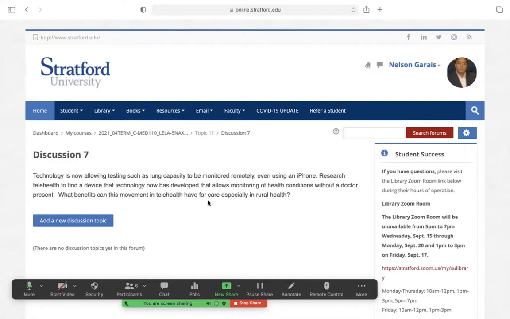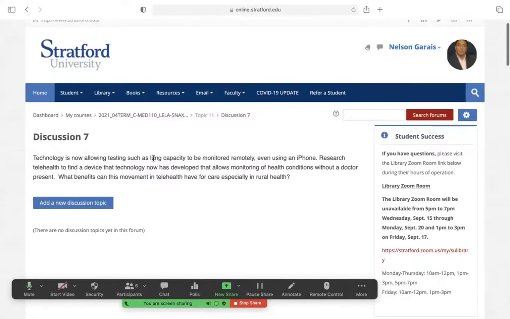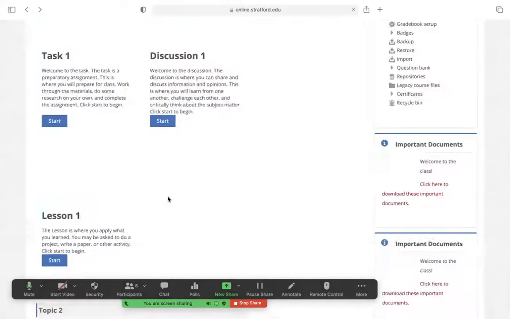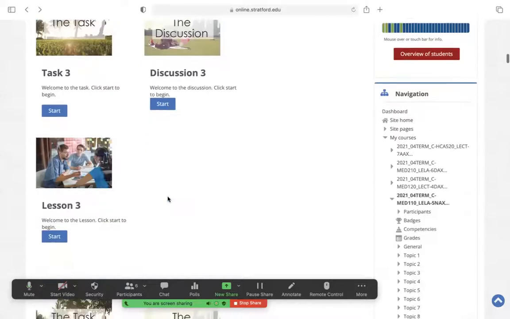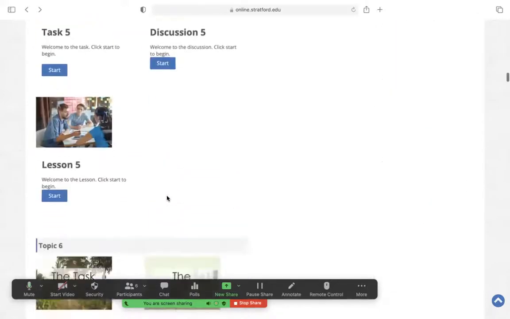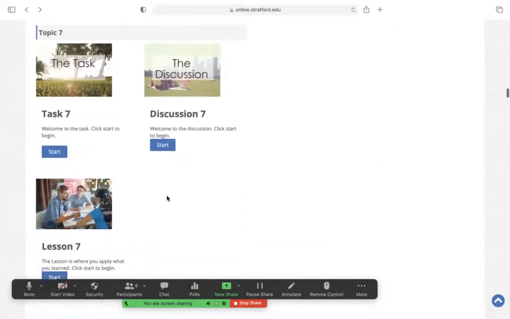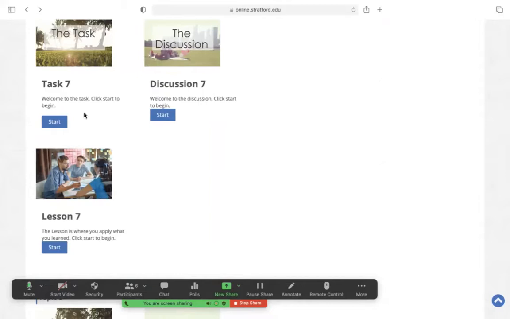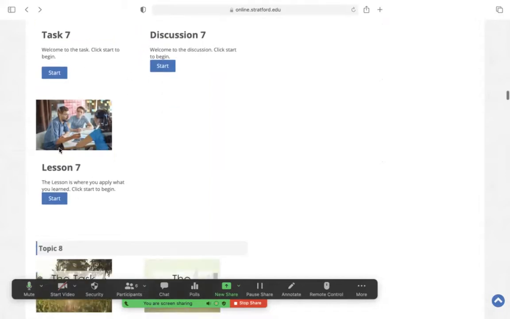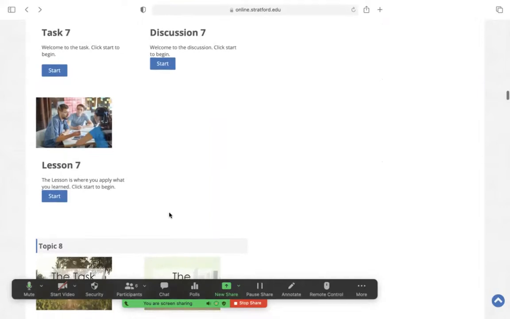So remember, when you're writing your APA 7th edition citation, make sure it's from late 2020, 2021, because we are discussing technology. So due for next week: task 7, which is your concept map, discussion 7, and of course the lesson 7 case.